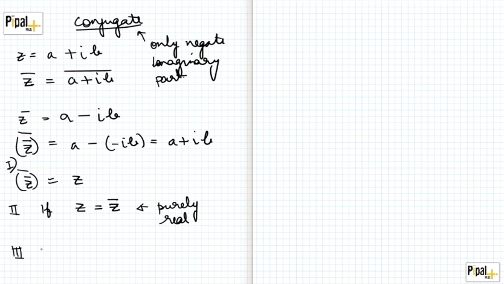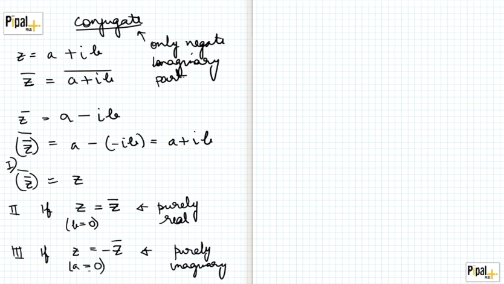However, if you tell me that a complex number is equal to the negative of its conjugate, then clearly a and minus a are going to be equal, which means that a equals 0, which means that this complex number is purely imaginary, right? So in this case b is 0, in this case a is 0, right?